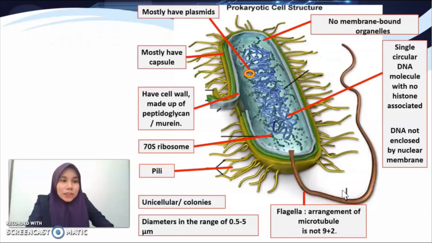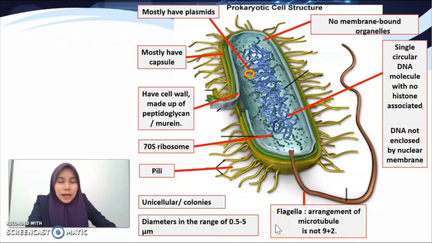Let's review back the general structure of prokaryotes. Prokaryotes mostly have plasmid, mostly have capsule, they have cell wall made up of peptidoglycan or murein. They have 70S ribosome, they have pili, they are unicellular and sometimes also found in colonies. They have diameter in the range of 0.5 to 5 micrometer.